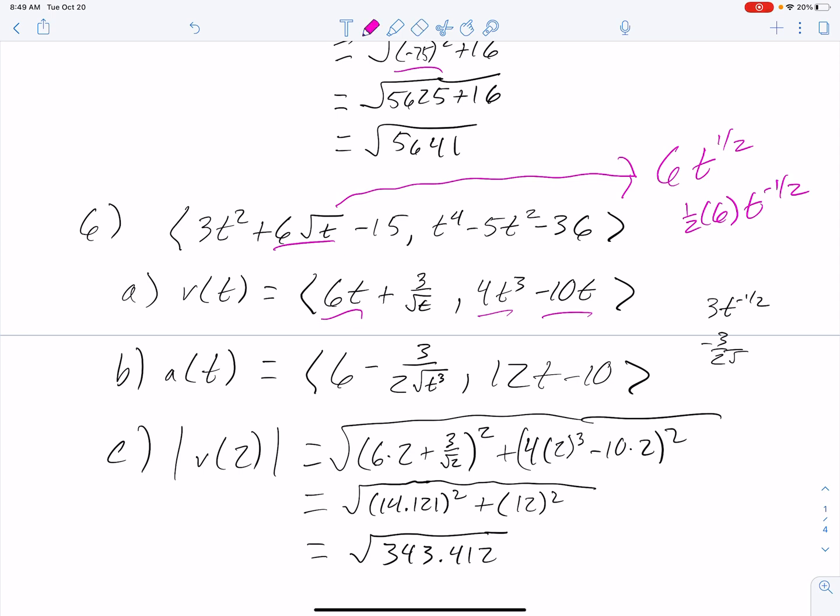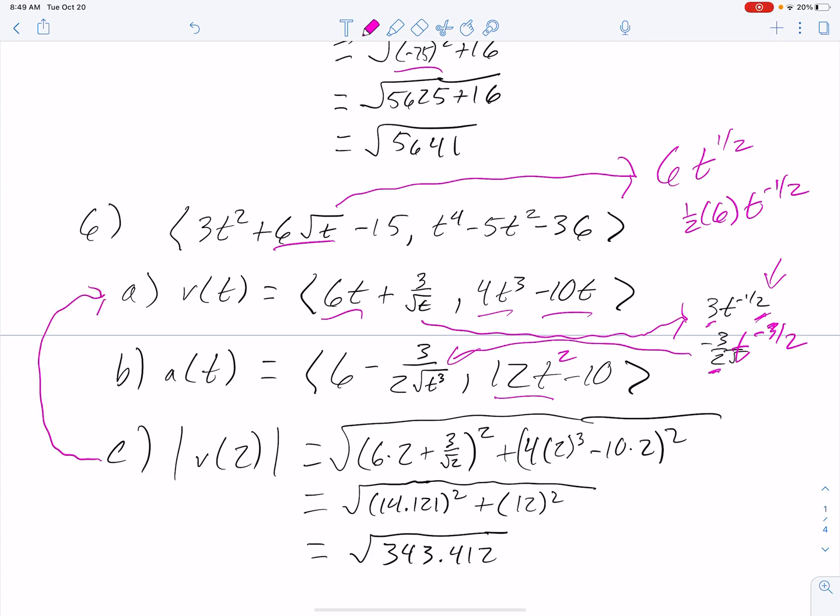So now, if I want to get the derivative for 3 over root t, I rewrite it as 3 times t to the negative 1/2, and that means that I'll have 3 times negative 1/2, or negative 3/2, and then t to the negative 3/2. And so that's how I get this value of negative 3 over 2 square root of t cubed. And then, of course, my derivative for 4t cubed, that should say 12t squared, and then negative 10t gets me negative 10. And just like the last ones, when asked for speed, I go back to my velocity function.